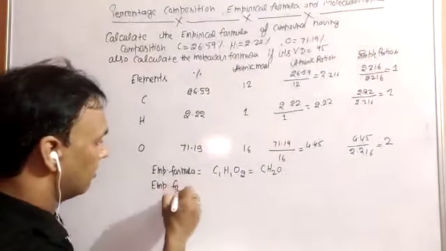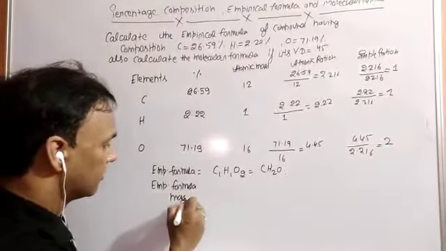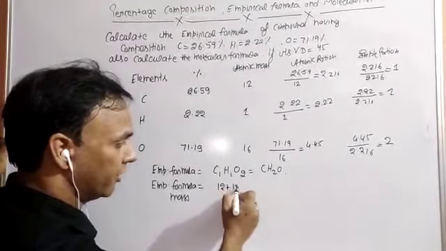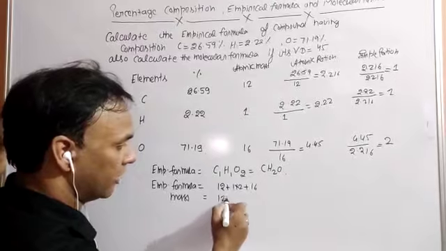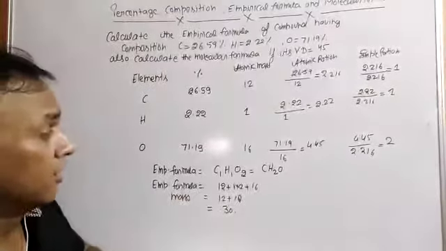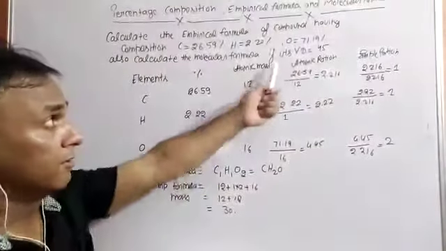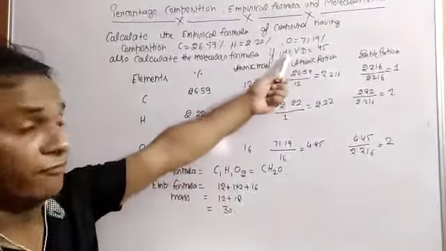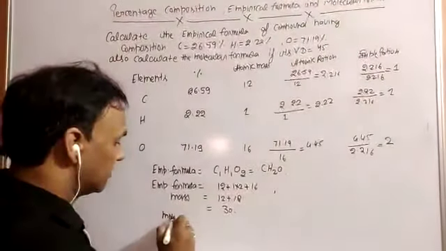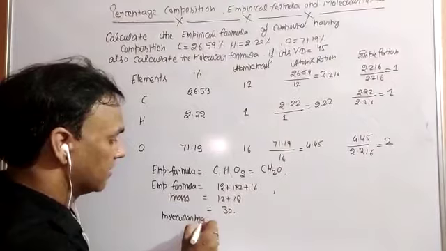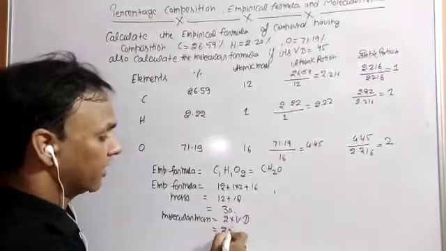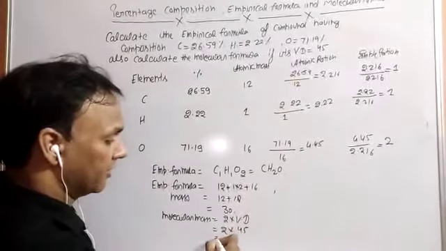Empirical formula mass is calculated like the molecular mass: carbon 12, hydrogen 1 into 2, oxygen 16, means 12 plus 2 plus 16, that means 30. Clear? Molecular mass: if you want to calculate the molecular mass and the vapor density is given, then the molecular mass is equal to 2 times the vapor density, means 2 times 45, that means 90.